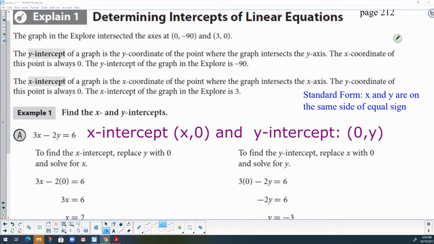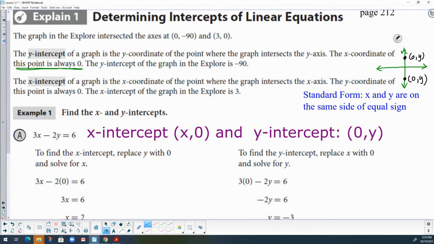So I know that if I'm looking at the y-intercept, the x value is always going to be 0. So if I draw a little graph right here, and I'm looking at the y-intercept, I know whatever value y is on here, my x is always going to be 0. So that is the y-intercept.